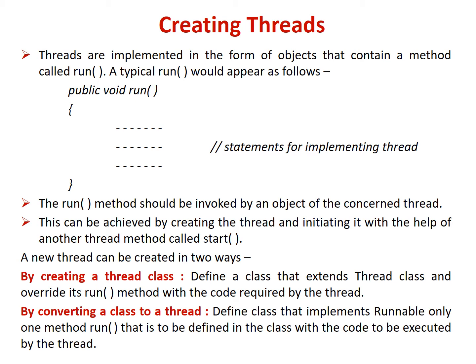A new thread can be created in two ways. The first is by creating a thread class, that is, define a class that extends thread class and override its run method with the code required by the thread. And the second, by converting a class to a thread, that is, define a class that implements a runnable interface. The runnable interface has only one method, that is run. This method is to be defined in a class with the code to be executed by the thread.